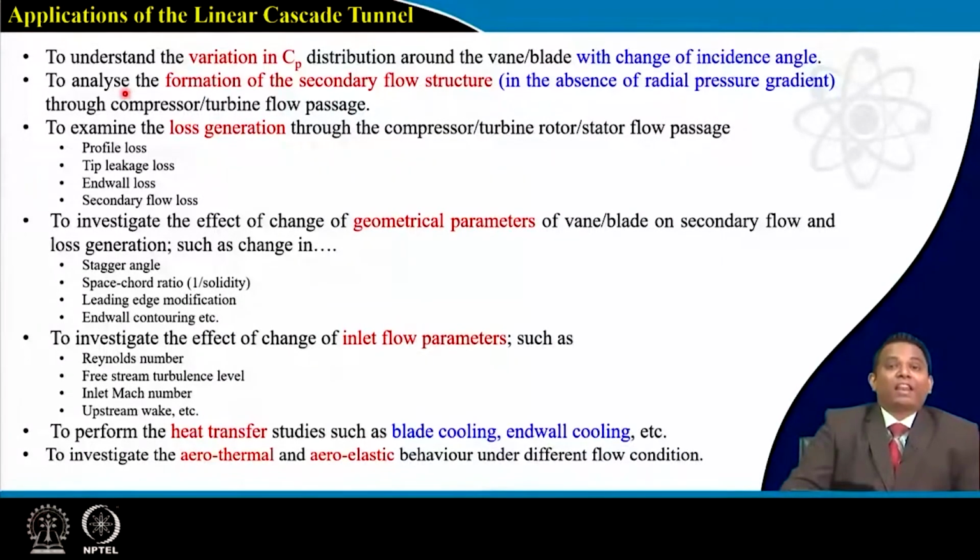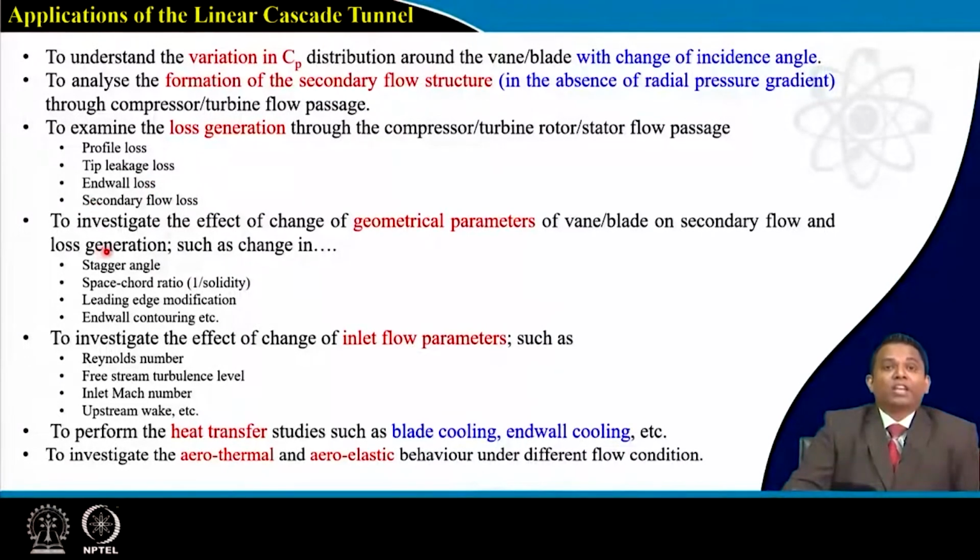We can analyze what is happening in terms of the secondary flow structure. Here we are neglecting the radial pressure gradient. We can examine the different kinds of loss generation, it may be profile loss, tip leakage loss, end wall loss, secondary losses. So this loss mechanism can also be understood and studied using this linear cascade tunnel.